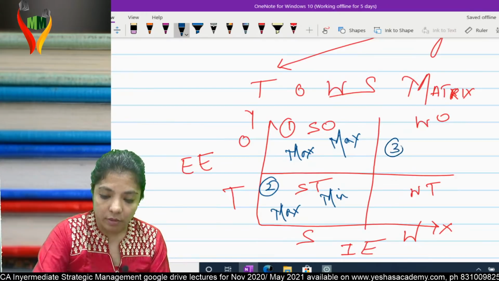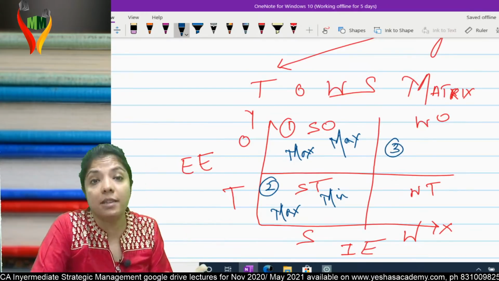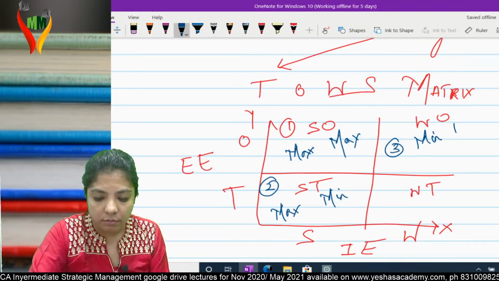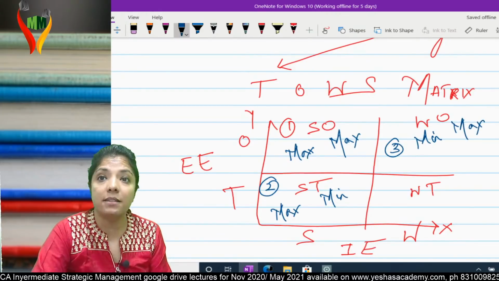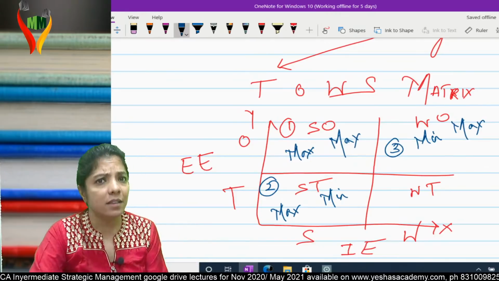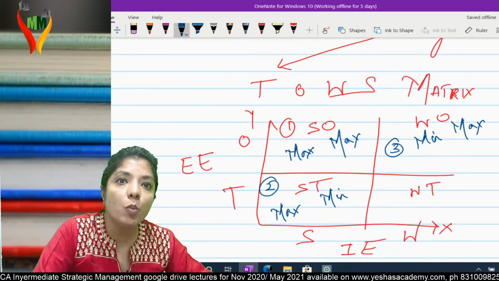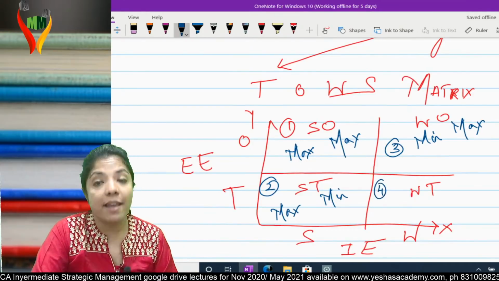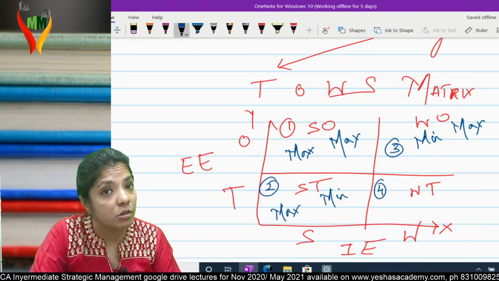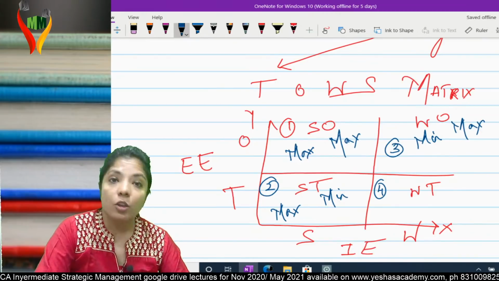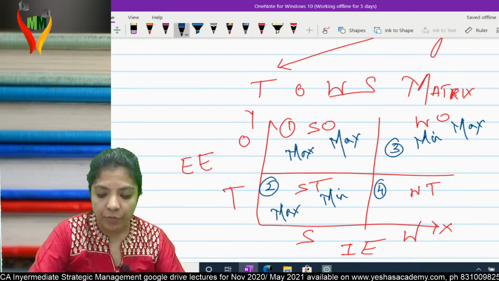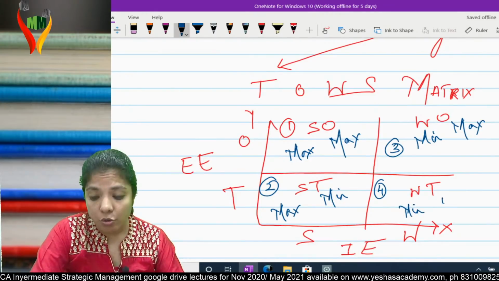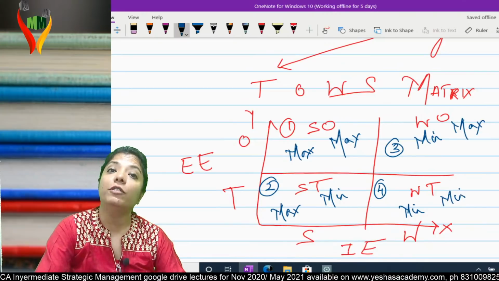Third one. I'm weak in something but there's opportunity. What needs to be done? Minimize your weakness so that you can maximize the opportunity. If you're weak in something, overcome it so that you grab the opportunities. And the last, fourth one, I am weak and there's also a threat. Really dangerous one. Your survival can be an issue here. So what needs to be done? Minimize your weakness so that you can minimize the impact of the threat.